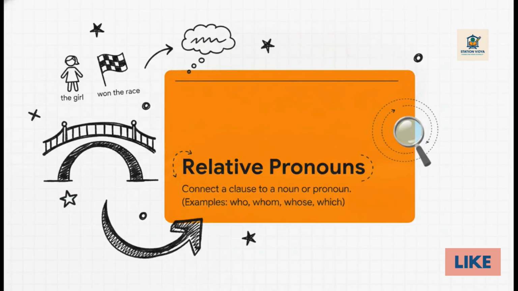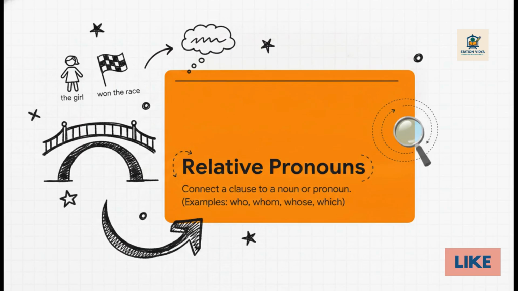Relative pronouns might look a bit like those question words we just talked about, but they have a totally different job. Instead of asking questions, they connect information. They link a clause back to a noun. Take a look at this sentence. The girl who won the race is my sister.